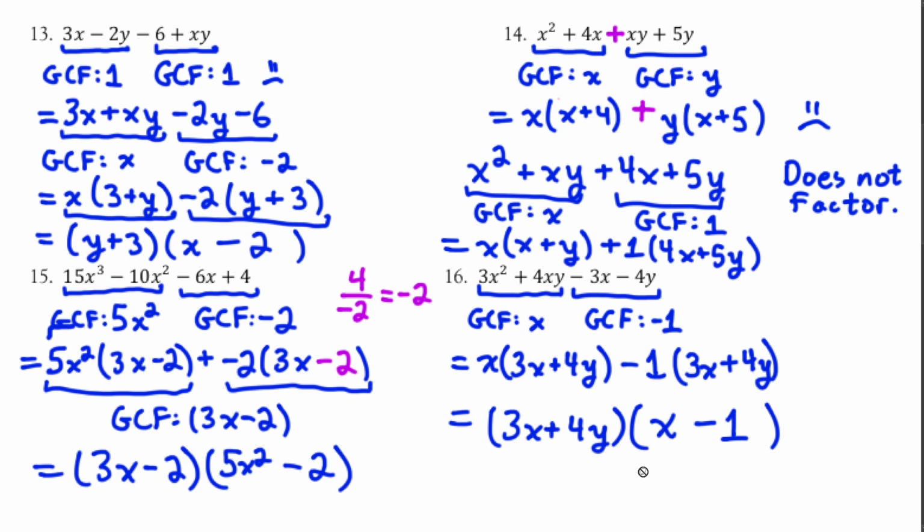Factoring by grouping doesn't always work when there's 4 terms, like in number 14. It just doesn't work. But factoring by grouping often works when there's 4 terms.